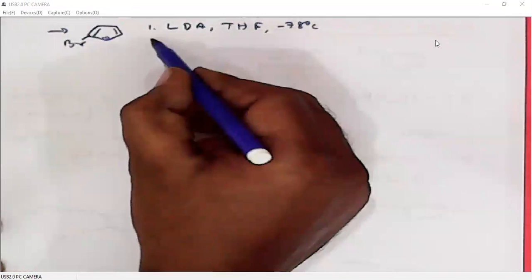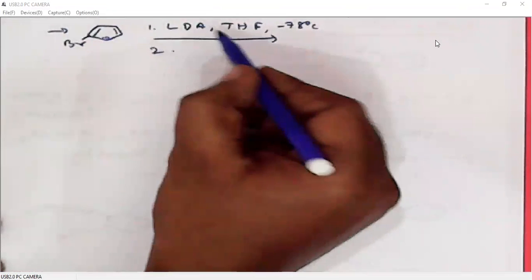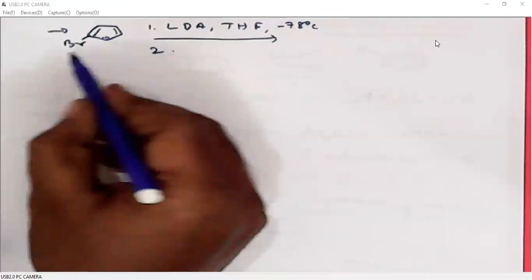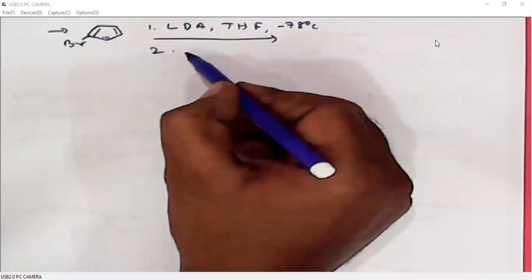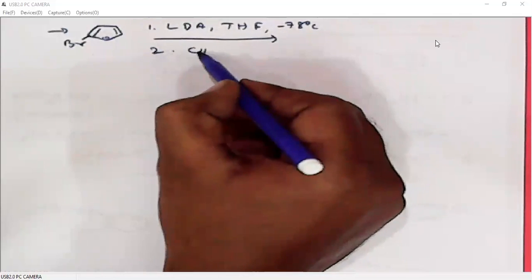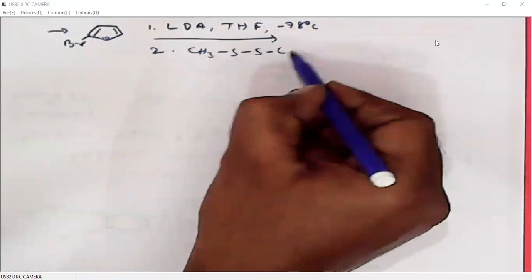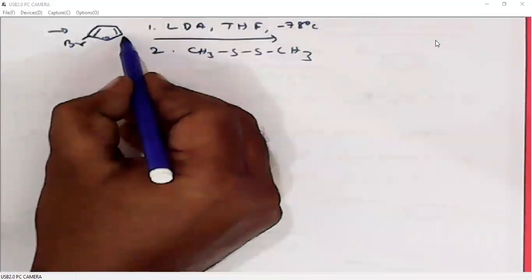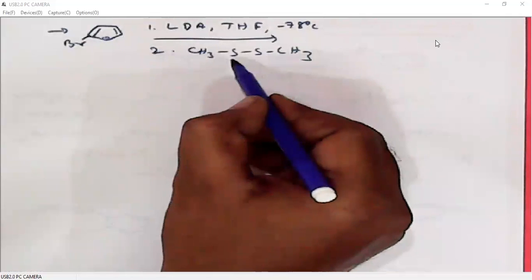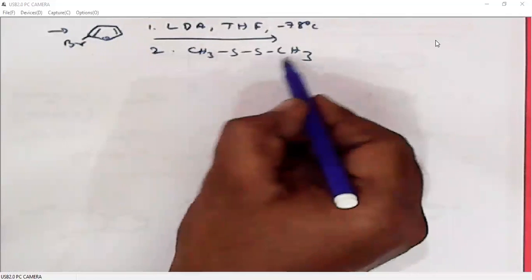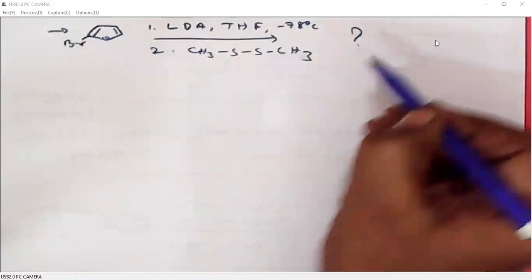LDA is a strong base. It cannot undergo halogen lithium exchange reactions. Only alkyl lithiums will do that. So here it acts only as a base. It generates an anion here that will undergo nucleophilic substitution on this. One of the groups will be leaving. So you write the product.